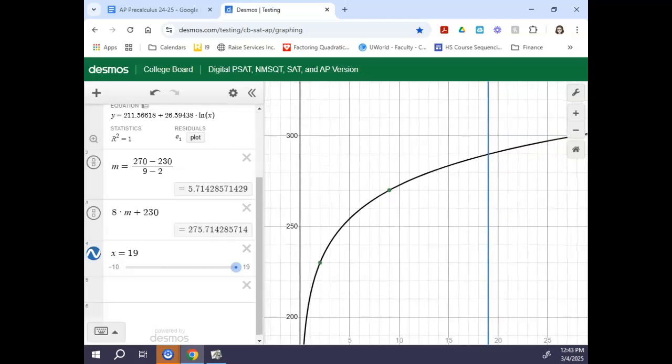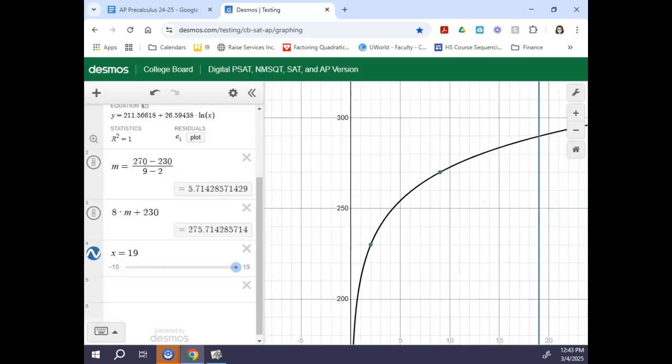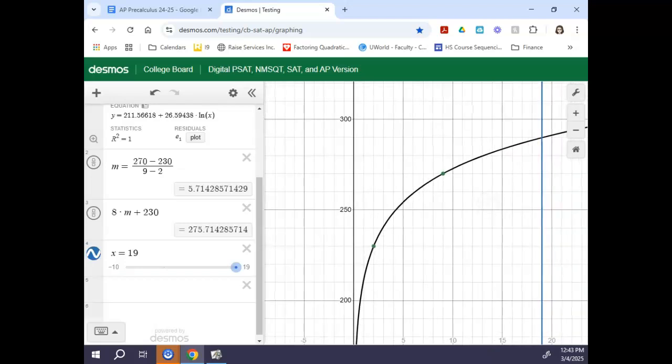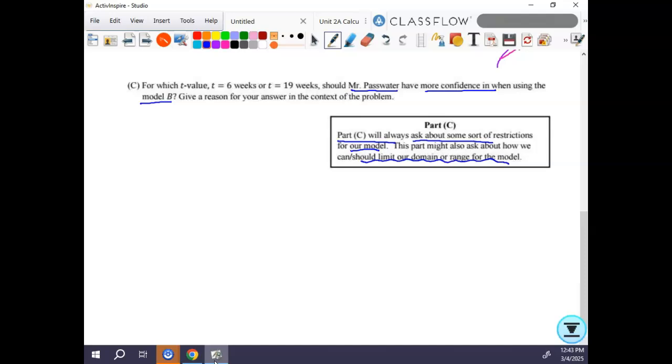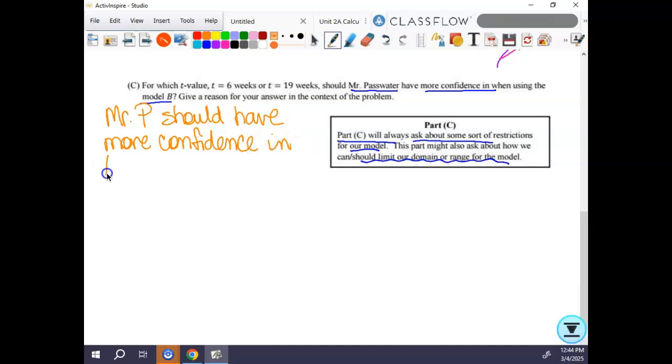So even though this might still be accurate, when you really want to trust your model, and here's the good thing, if you get asked a question like this, really whatever the problem situation is, the answer is kind of the same all the time, and it's basically what Jaime said. And that is, let's write this out logically, that Mr. P should have more confidence at t equals 6 weeks.